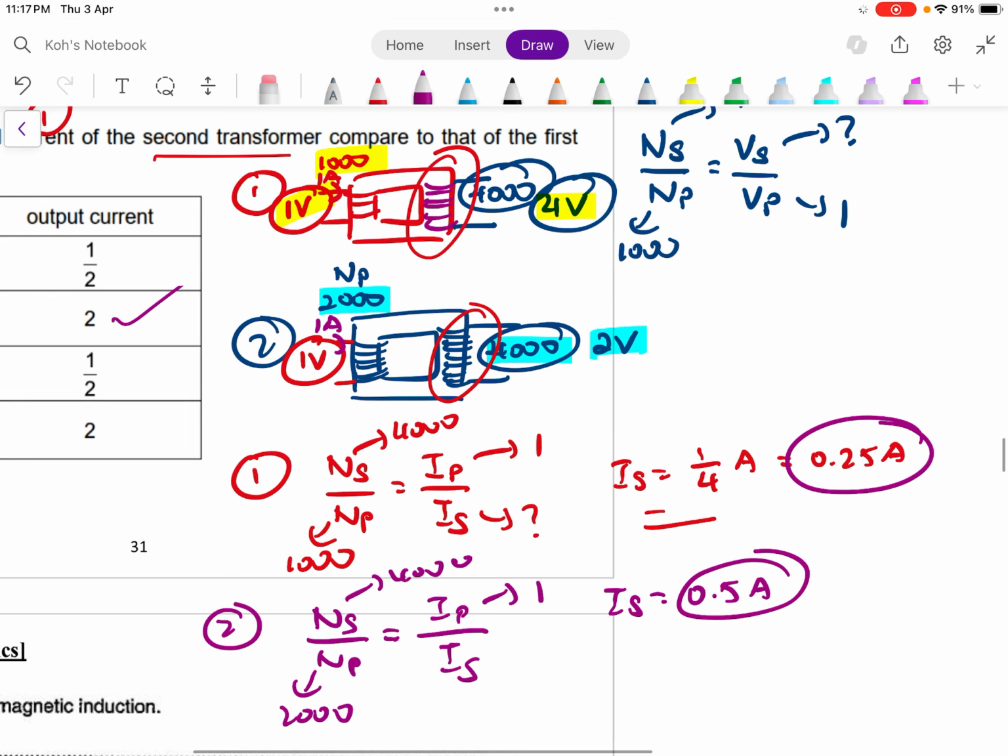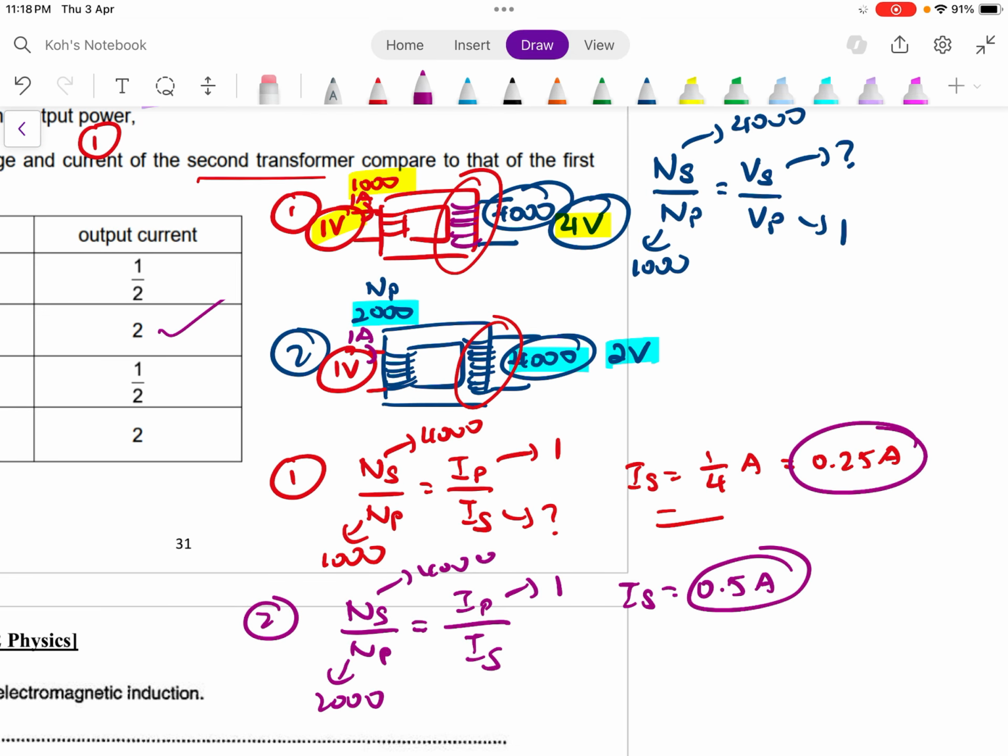Of course, you can try to use other ratios. You will always get the same ratio. For example, for the first transformer, instead of stepping up, you can use 500 turns for the secondary coil, and 500 turns for the secondary coil of the second transformer. You will still get the same result. So that is how we do checkpoint 13.